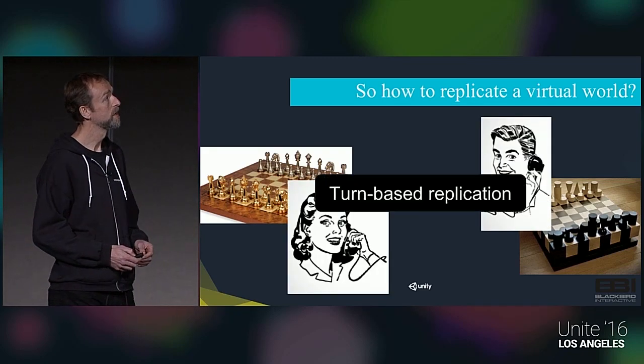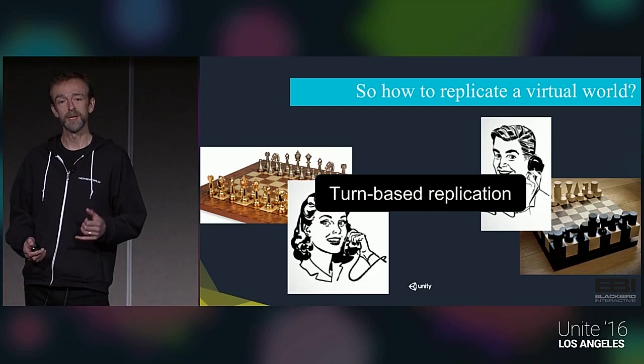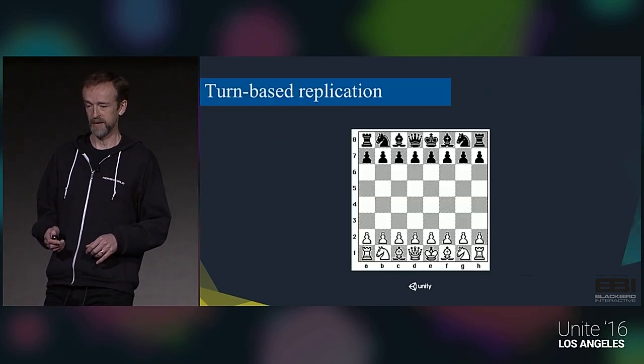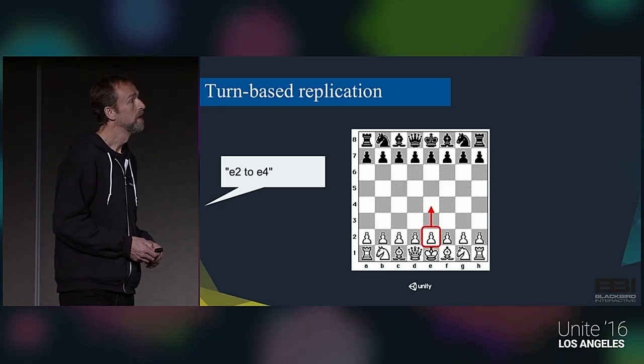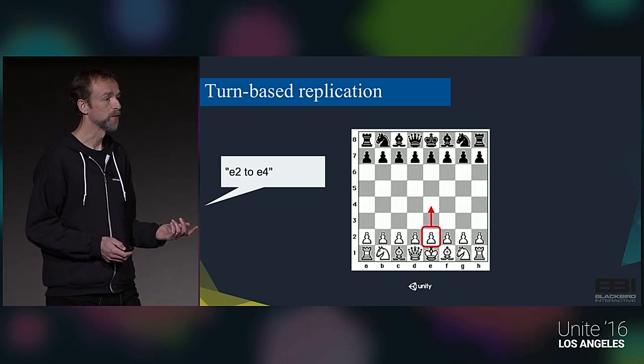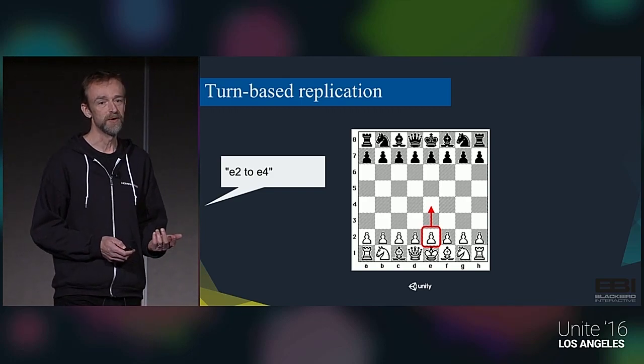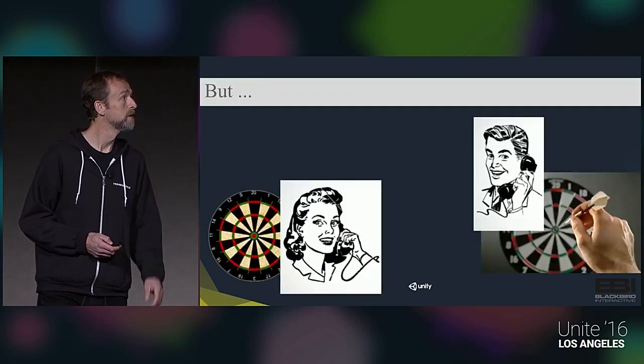Here's one way. We can do turn-based replication. I could call my friend up and say move E2 to E4, and the pawn advances. This obviously works for chess. I played chess over the phone with my friend when I was a kid. It was kind of slow, but it was fun.